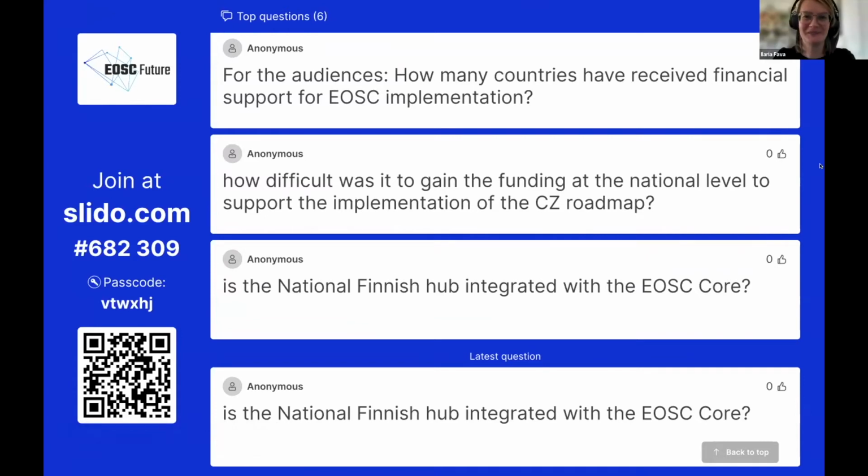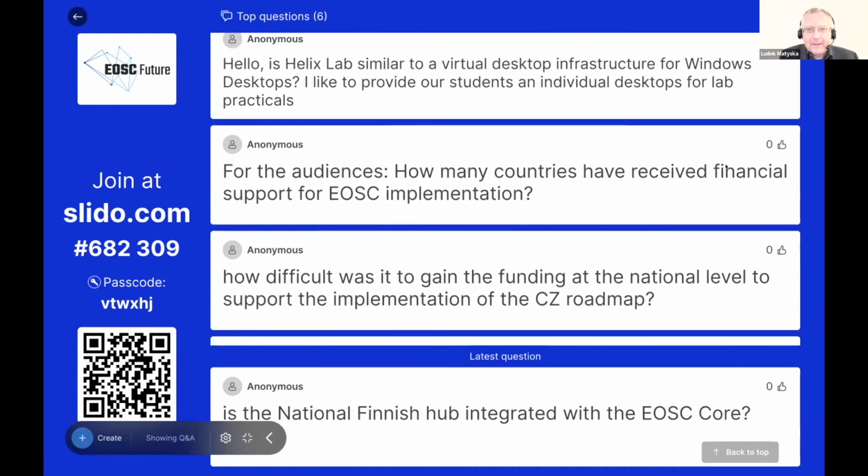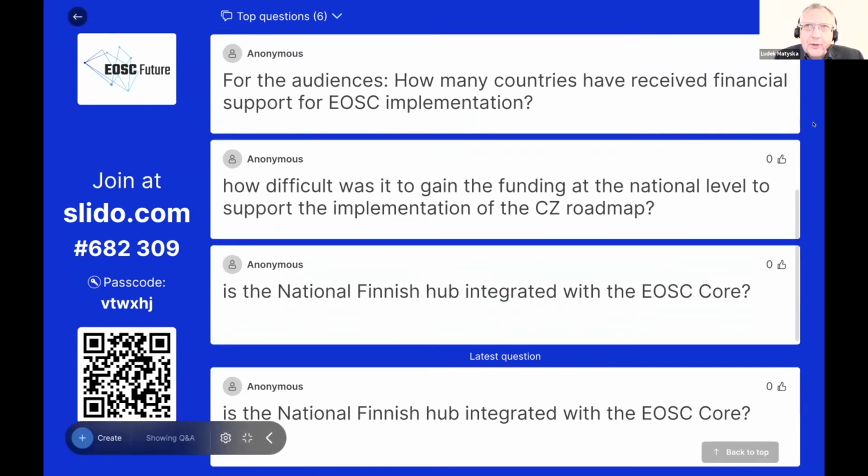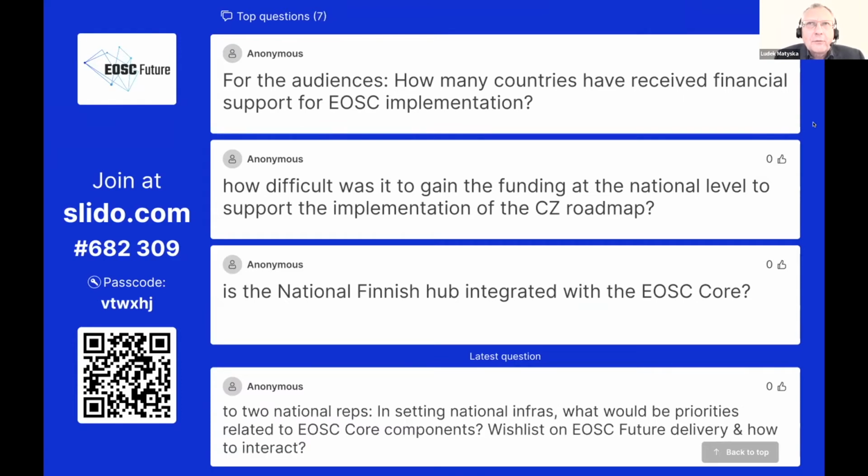Yes, exactly. I mean, we were fortunate. I must admit, it was not so difficult because it was part of the negotiation between the Czech Republic and the Commission on the structural funds. And the Czech Republic got kind of a clear hint that the structural funds are expected to be used also for EOSC implementation at the national level. So at the end, the more difficult question was, it was a kind of a political decision that they will allocate these 120 million euros for the open science EOSC implementation.